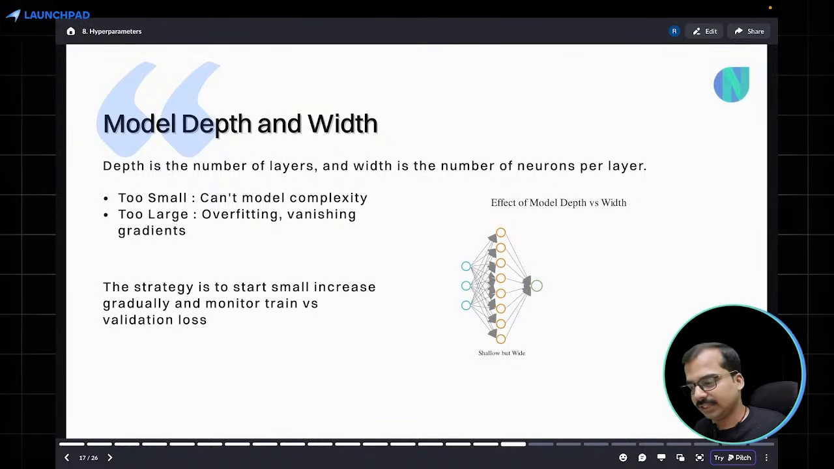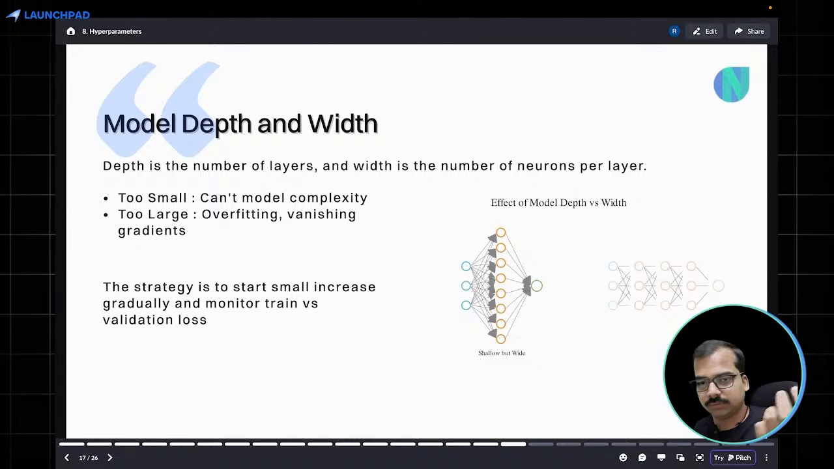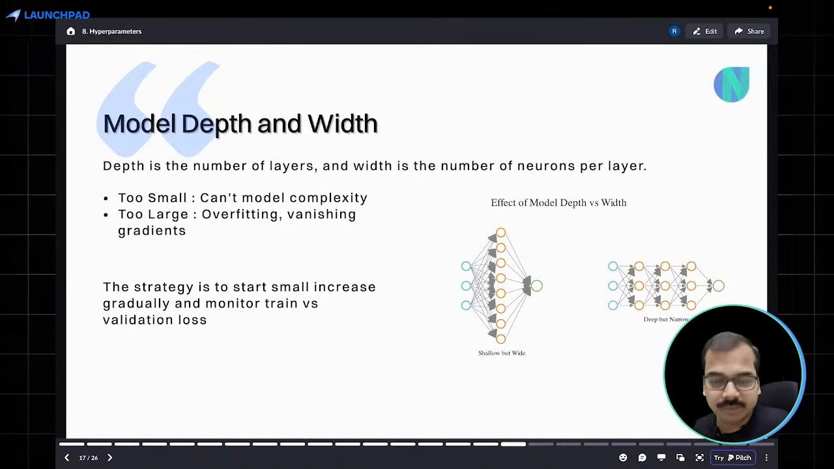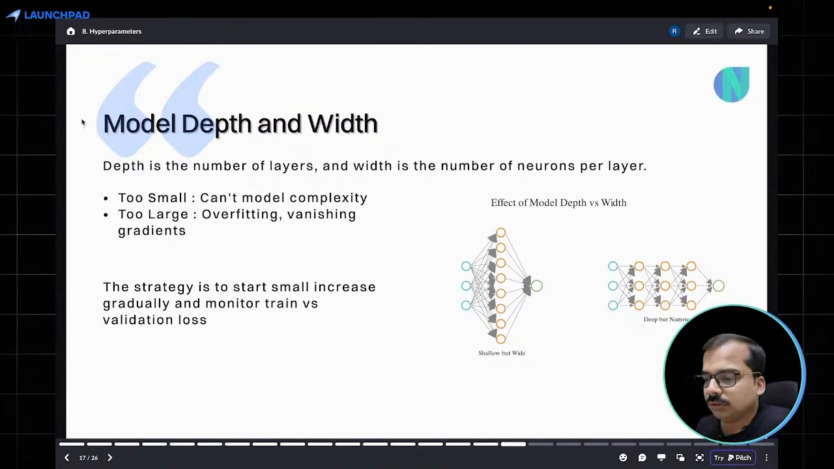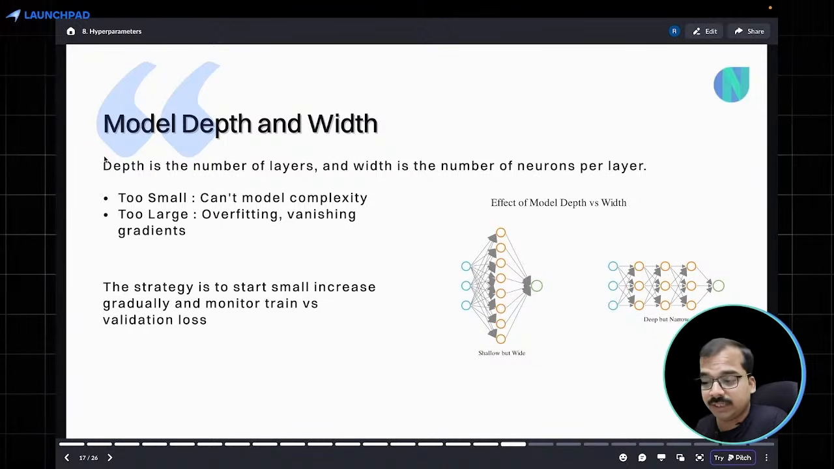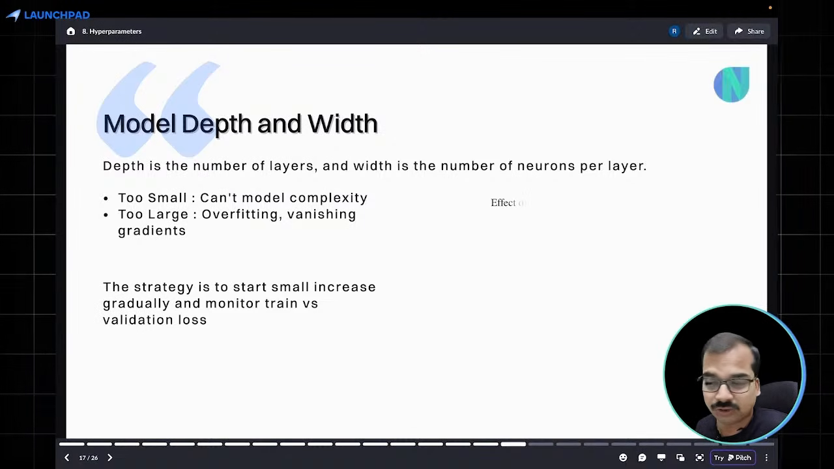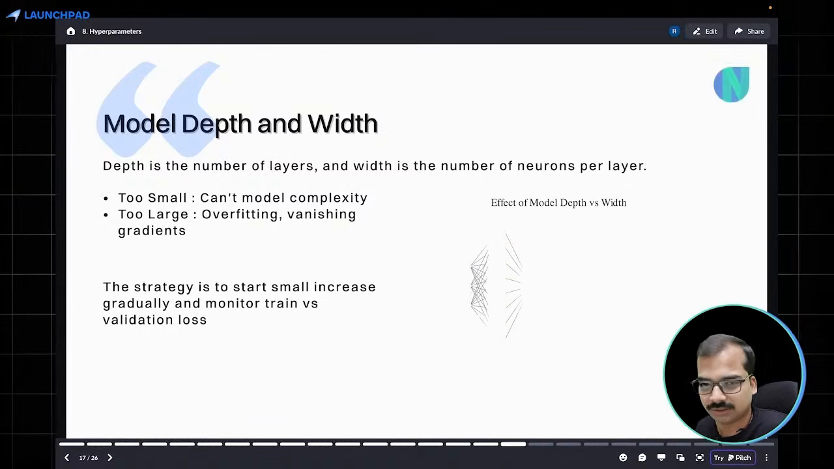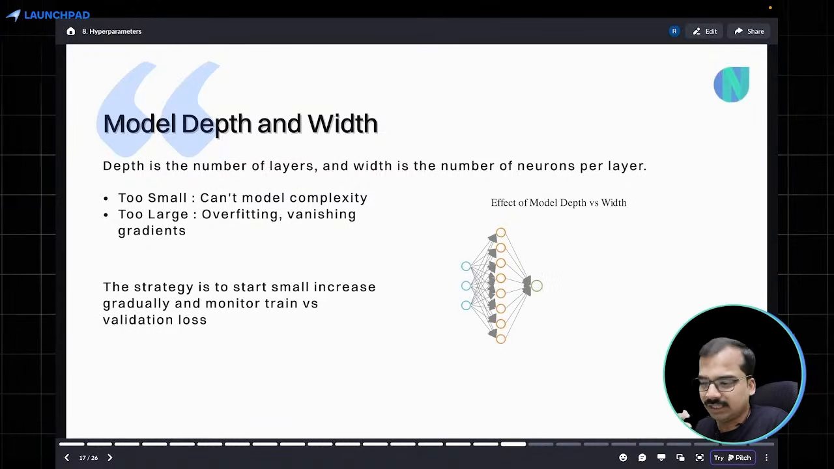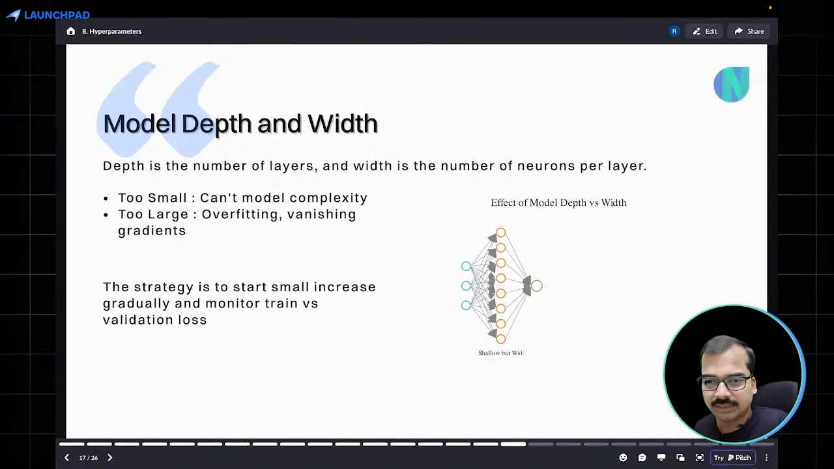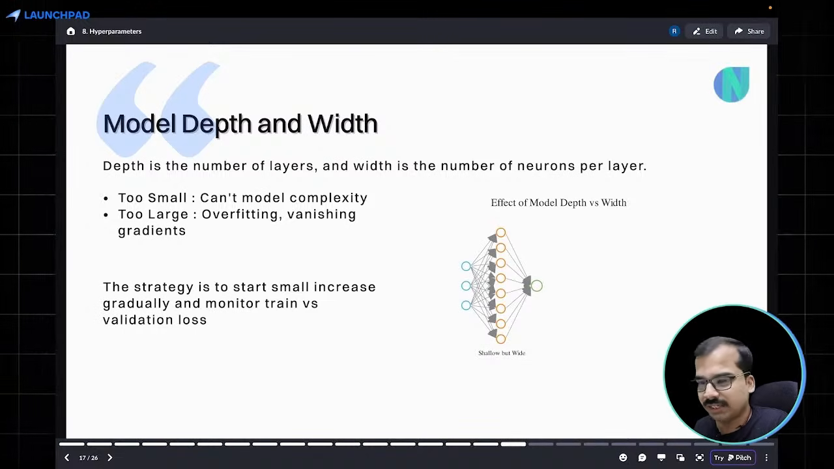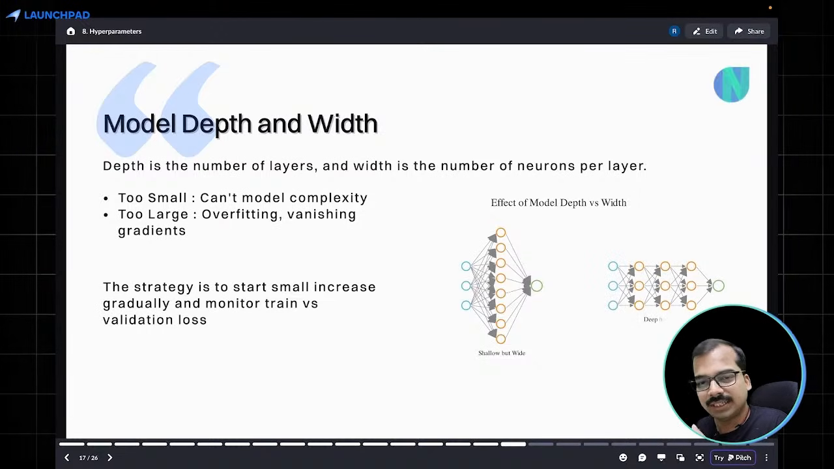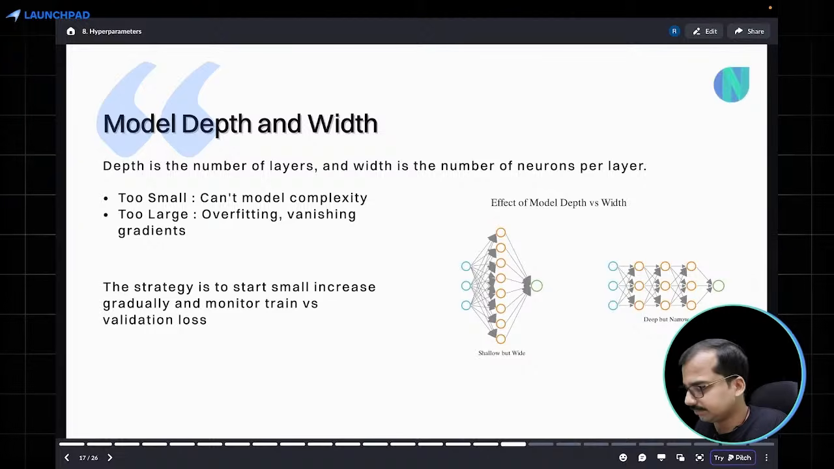So the initial layers, the starting layers, will not be effectively updated; the weights will not be updated. So we need to figure out what should be the depth. The strategy is to start small and increase gradually and monitor train versus validation loss. Start small. If you see that my work is done, I'm getting decent results, that's fine. If not, then you increase the complexity. This is basically how complex the model becomes.